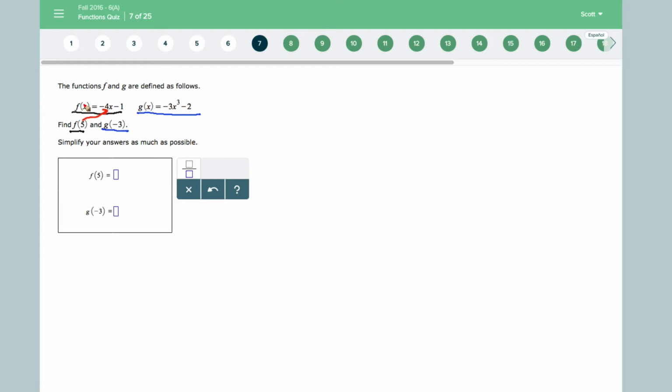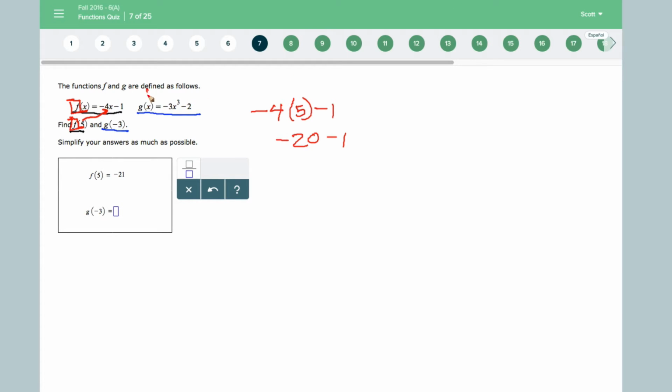Well, there's x. Again, this has nothing to do with it, and this has nothing to do with it other than the title. Okay? So we see our f, we want to replace x with 5. So we have -4 times 5, always use parentheses, minus 1. -4 times 5 is -20, minus 1. -20 minus 1 is -21.